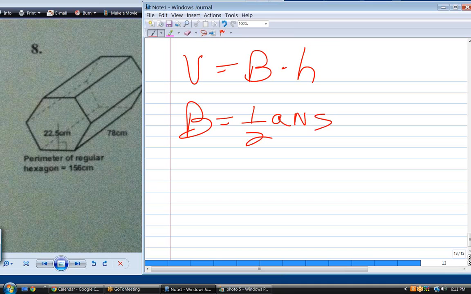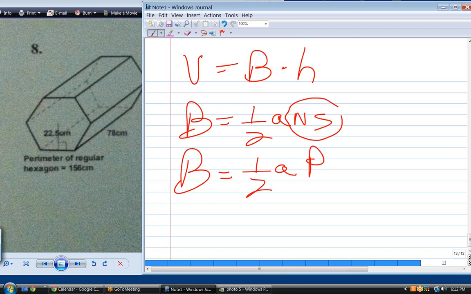Well, they're going to make us figure out all kinds of things here. They've only given us the apothem, but they've given us the perimeter. So does that tell us, remember that formula where I said 1/2 the apothem times the perimeter, because the number of sides times the side length is the perimeter. So let's use this formula. 1/2 the apothem, which is what? 22.5. And the perimeter that they give us is 156.